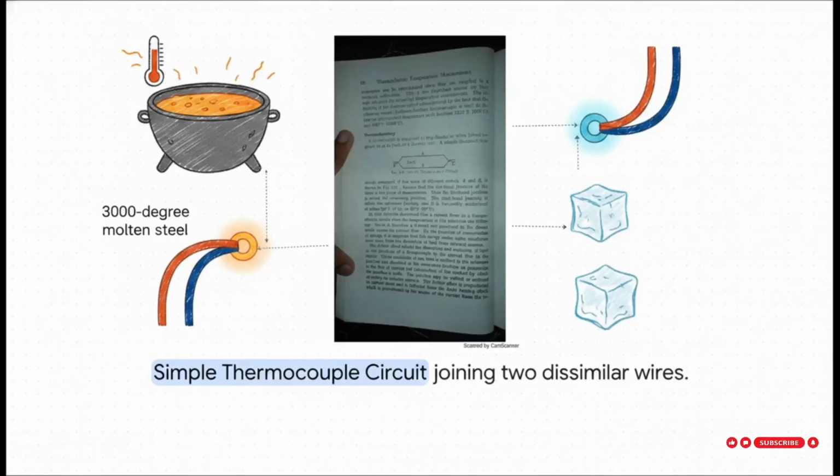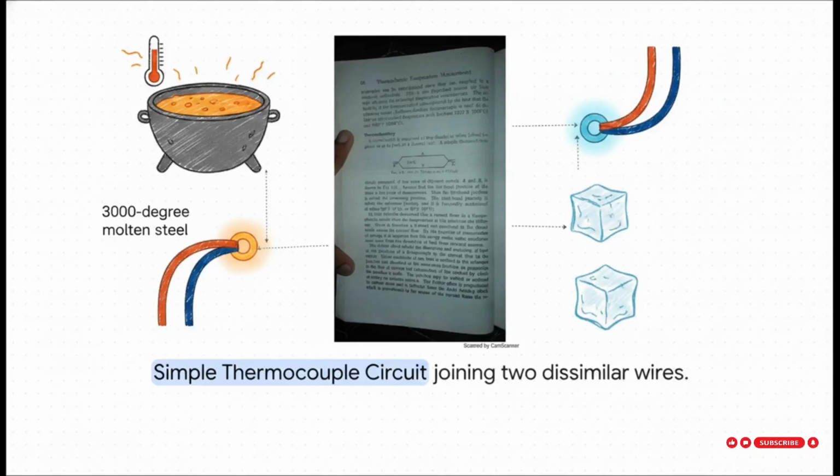Enter our electrical solution, the thermopyrometer. It's an absolute game changer. What we have here is the basic anatomy of a simple thermocouple circuit. Notice how elegant and minimal this setup is? You've basically got two wires made of completely different metals. Let's just call them A and B, joined together at two ends.